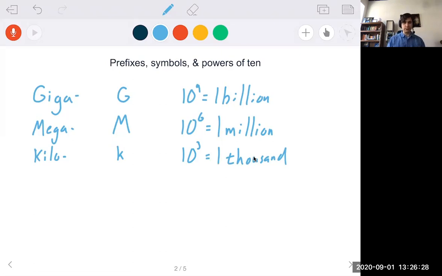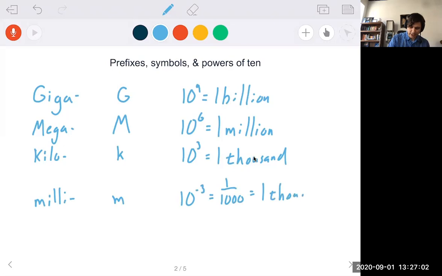Okay, so let's now go to the smaller ones. And I'm going to come back to centi. I want to go to milli first, because we're going to see a pattern here. So prefix, milli, lowercase m is the symbol, and this is 10 to the minus 3 equals 1 over 1,000. So this is 1,000th of something.